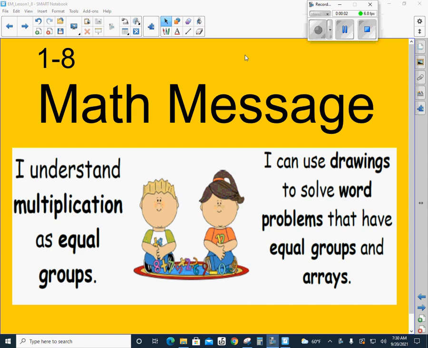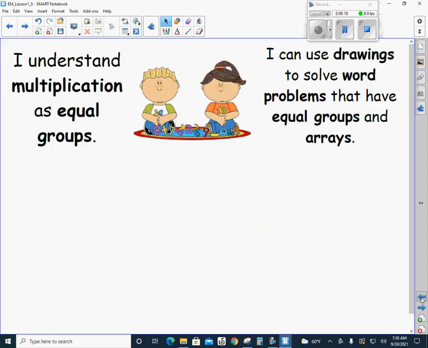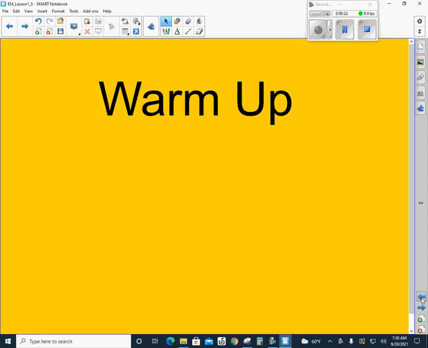Okay, boys and girls, this is Math Message 1-8, and in today's lesson we are going to be understanding multiplication as equal groups and being able to use drawings to solve word problems that have equal groups and arrays. So first let's get started with a warm-up.